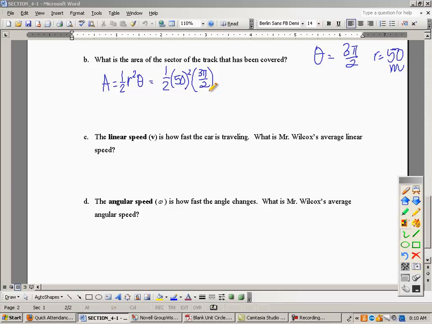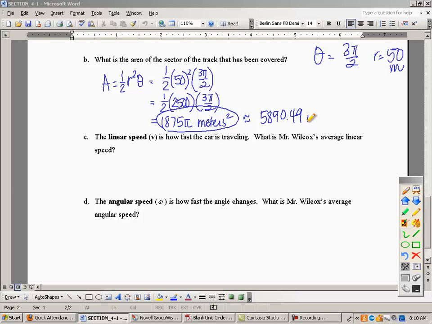Okay? Now, you could go calculator, you could try not, it's up to you. I can tell you that 50 squared, though, is 2,500 times 3 pi over 2. Either way, you end up getting about 1,875 pi meters squared because it's area. So that's one way to write it. Again, I don't know that area, so I'm going to change it to a decimal: 5,890.49 meters squared.